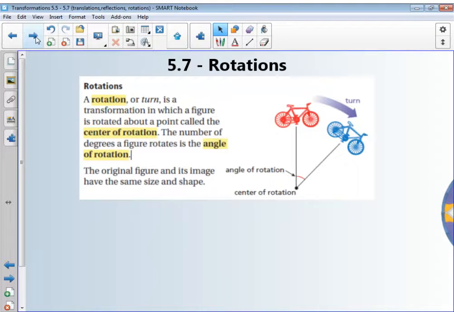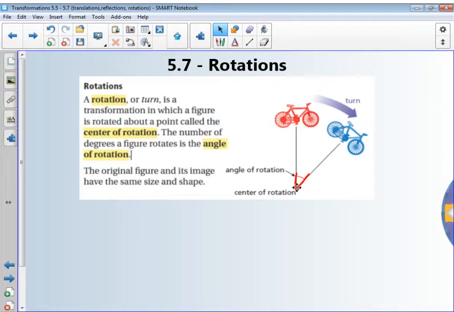A rotation or a turn is a transformation in which a figure is rotated around or about a point called the center of rotation. So here, our center of rotation, oftentimes we'll use the origin if we're working with a coordinate plane, but it's any point that the figure rotates around. The number of degrees a figure rotates is its angle of rotation. So here, the angle of rotation, we would have to go through and actually measure the angle that's formed between the original and the new figure.